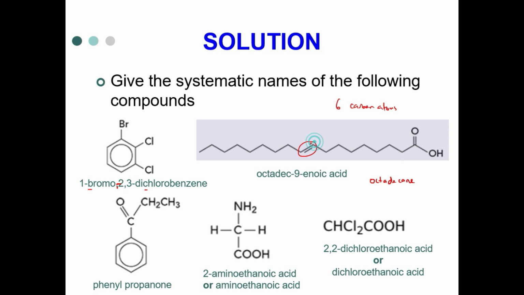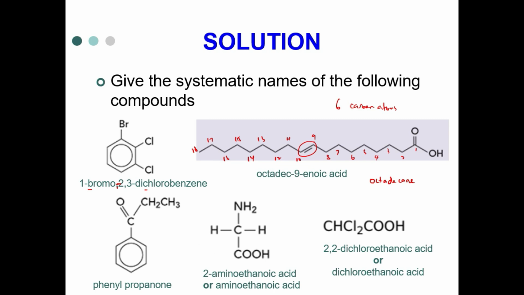There's an alkene group here. Let's number the carbon 1, 2, 3, 4, 5, 6, 7, 8, 9, 10, 11, 12, 13, 14, 15, 16, 17, 18. So the alkene functional group is between carbon 9 and 10. That's why this is called octadecenoic acid.